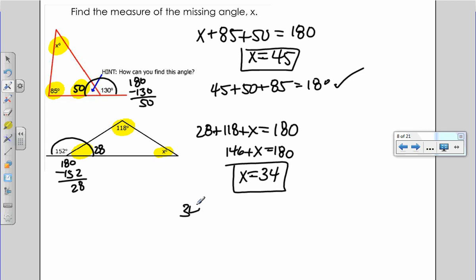Do a quick check. 34 plus 28 plus 118 should equal 180. Doubting myself, but that should be right. 34 plus 28 plus 118, 180. Why don't I add 152 with any of these? Well, 152 is on the outside. It's only the angles inside that add up to 180.